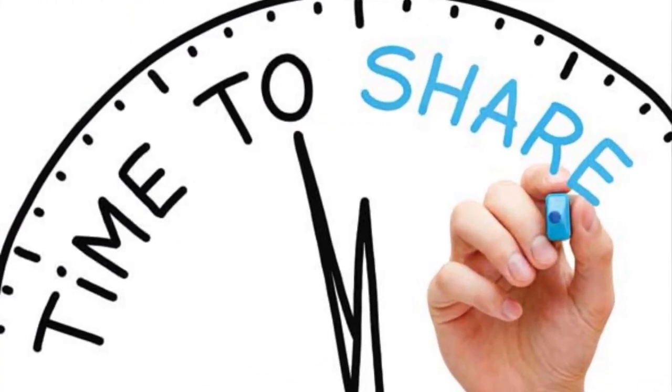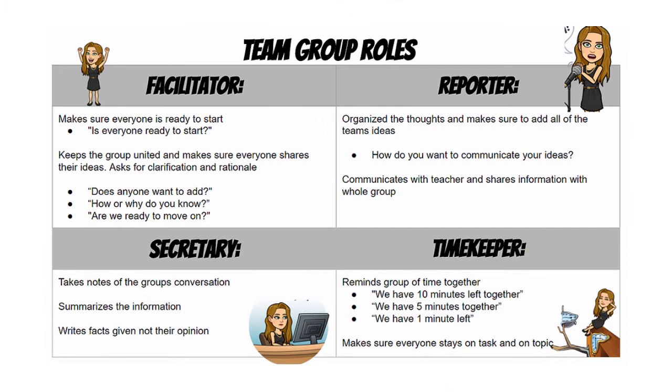I also like to assign roles so that there is a clear delineation of what the expectation is for individuals within the group. So there may be a timekeeper, there may be a reporter, there may be a leader. So that reporter is going to be responsible for sharing back to the group when you come back to the whole group about what the team discussed in the breakout room.